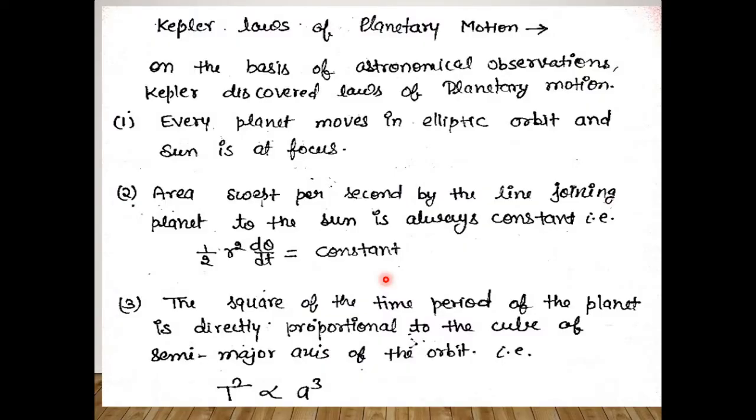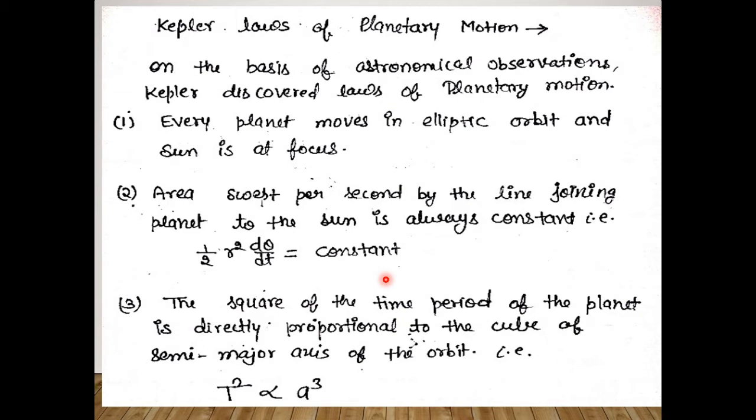So what are Kepler's laws of planetary motion? On the basis of astronomical observations, Kepler discovered laws of planetary motion. What are these laws? First, every planet moves in an elliptic orbit and the Sun is at a focus. Second, the area swept out per second by the line joining the planet to the Sun is always constant, meaning half r square d theta upon dt equals a constant, which we called the areal velocity in the previous section.